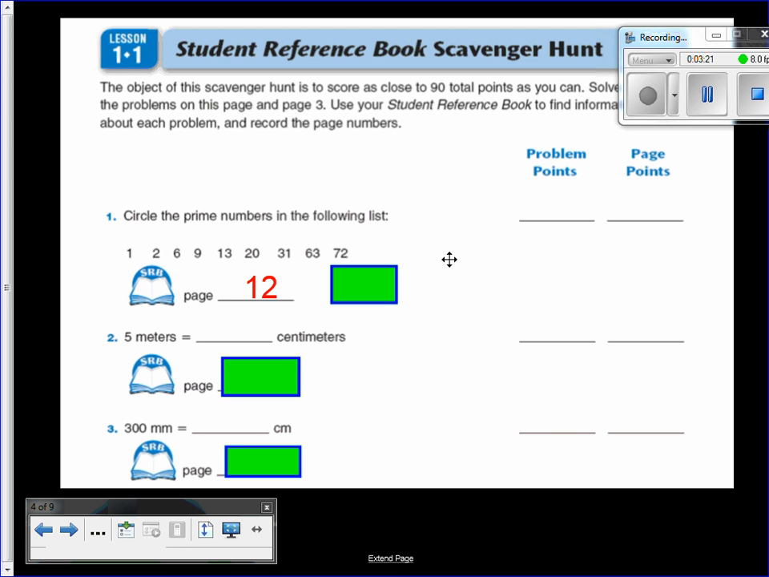And of course, if you have any questions, I'll be walking around the room. I'll be able to help you out. Don't do anything with the problem points, page points. Disregard anything on this side. Right now, we're just trying to fill in the blanks.